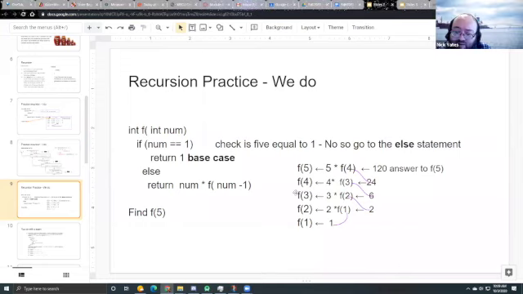Is this one making sense? Let's see how we get the 120 here. We can step it through if we need to, but if we're all good, we can move on and do the breakout rooms for the next question.